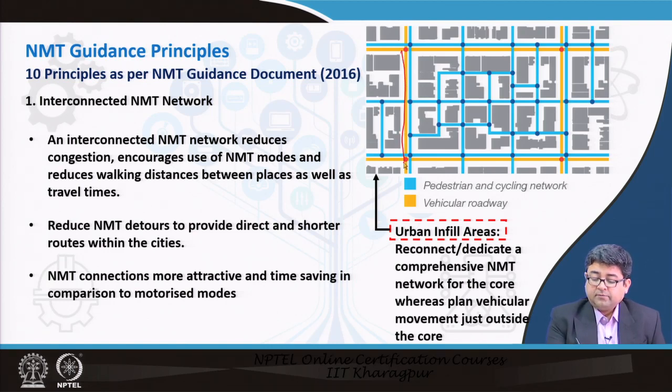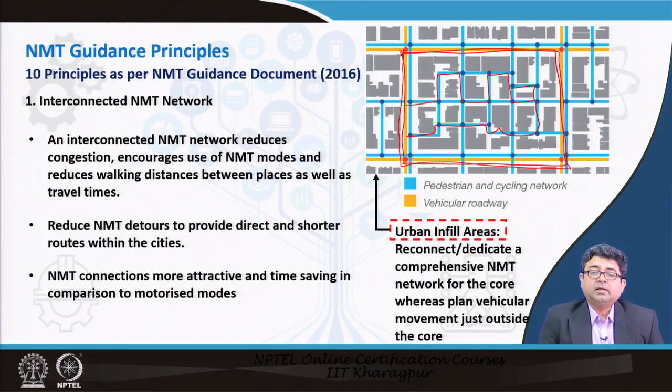What the guidance document tells us is that when you are designing for vehicular traffic, that should be more at the periphery of your block, whereas inside the blocks you should have well connected NMT infrastructure, right? So preference should be given to NMT infrastructure within a block area, whereas in the periphery, you can give preference to the vehicular traffic. If you design your streets in this fashion, this will encourage a lot of NMT movements.